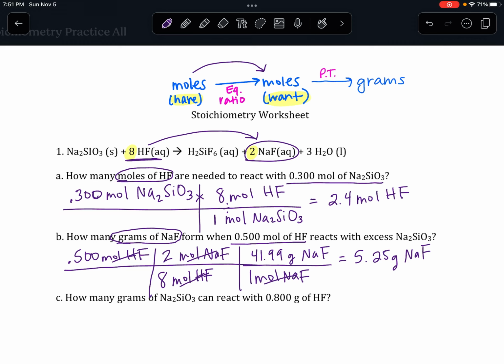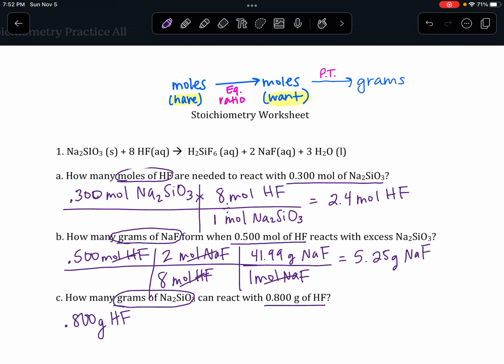Okay, so here we go. We're going to do the next one. I'm going to go ahead and erase what I have here so we are starting fresh. It tells me I'm starting with 0.8 grams of HF, and I'm trying to get to grams of Na2SiO3. So I'm just trying to see how much can react. I'm starting here, and then I'm going here.